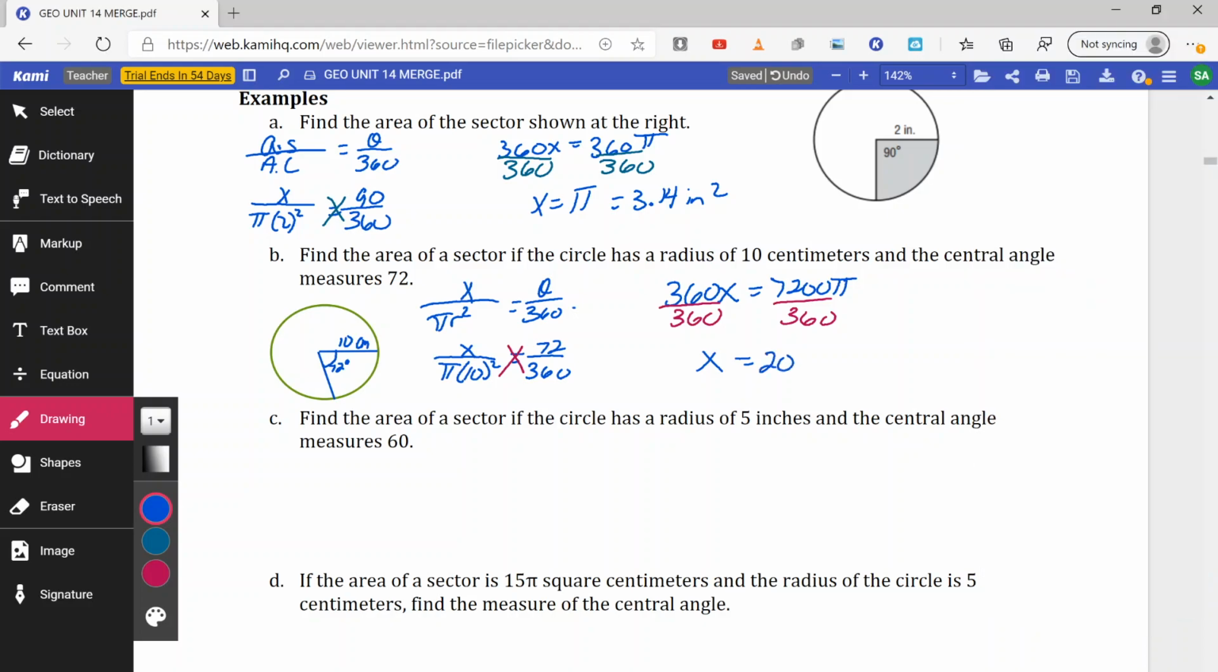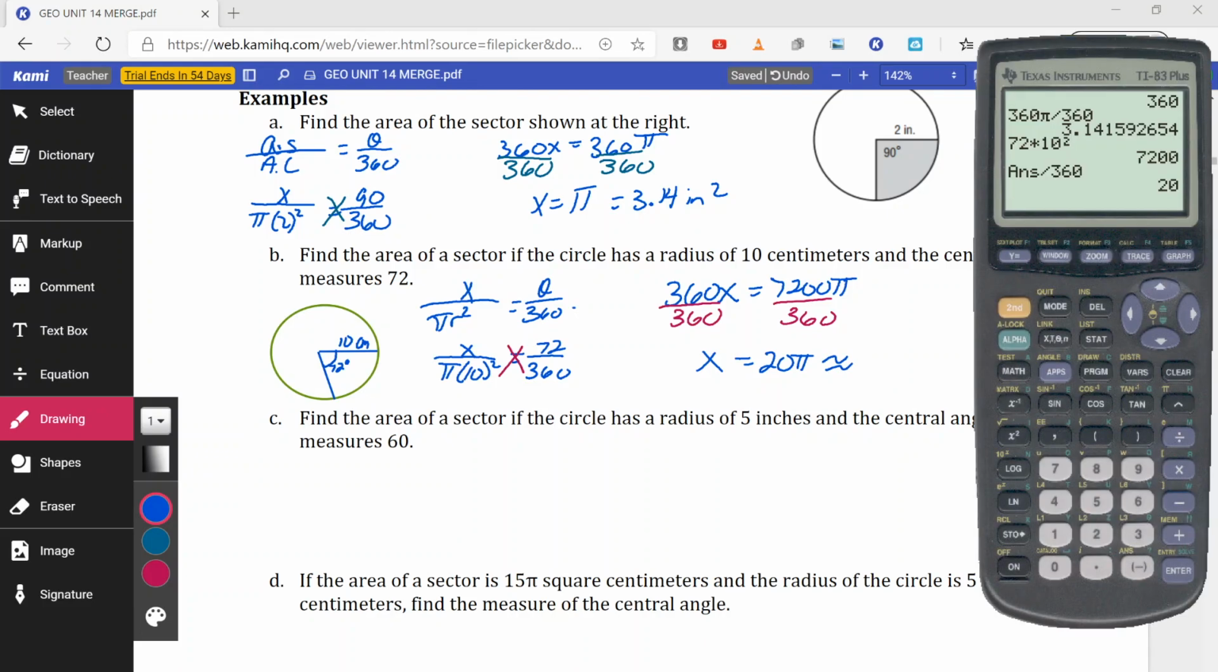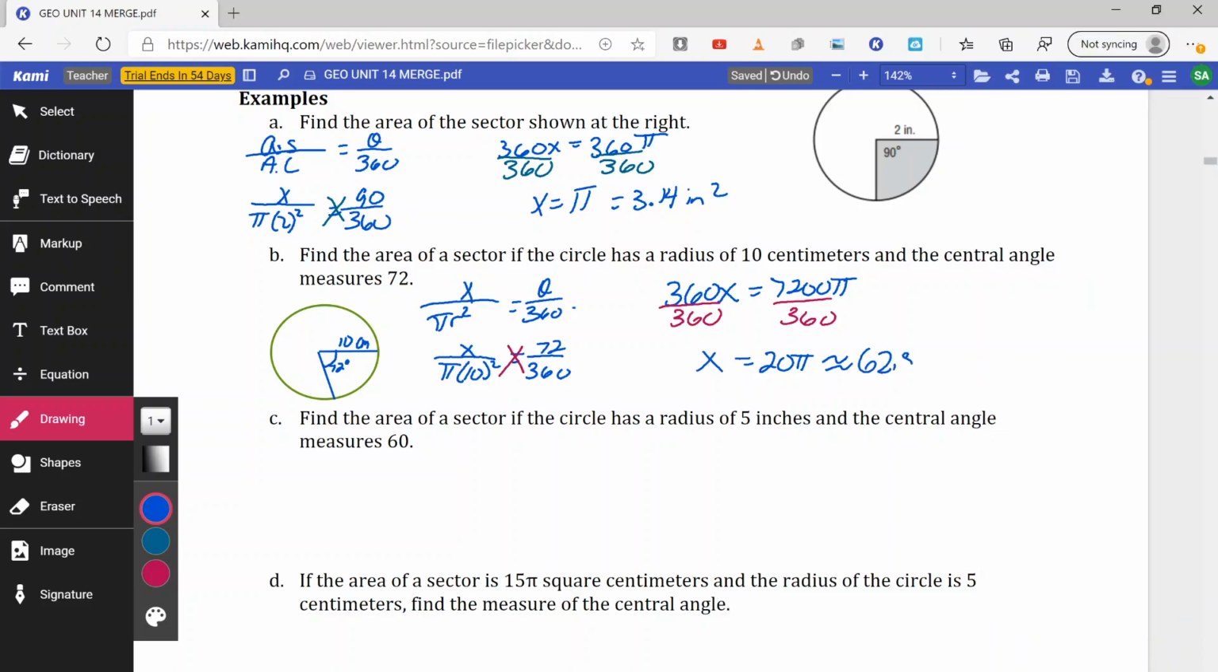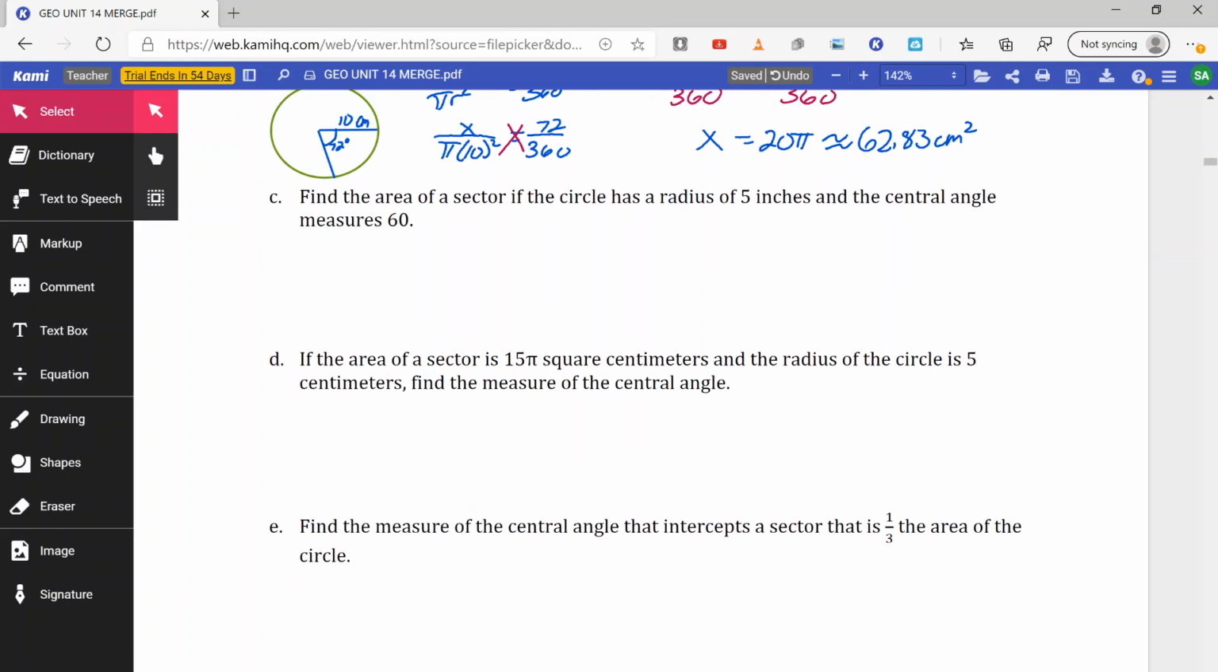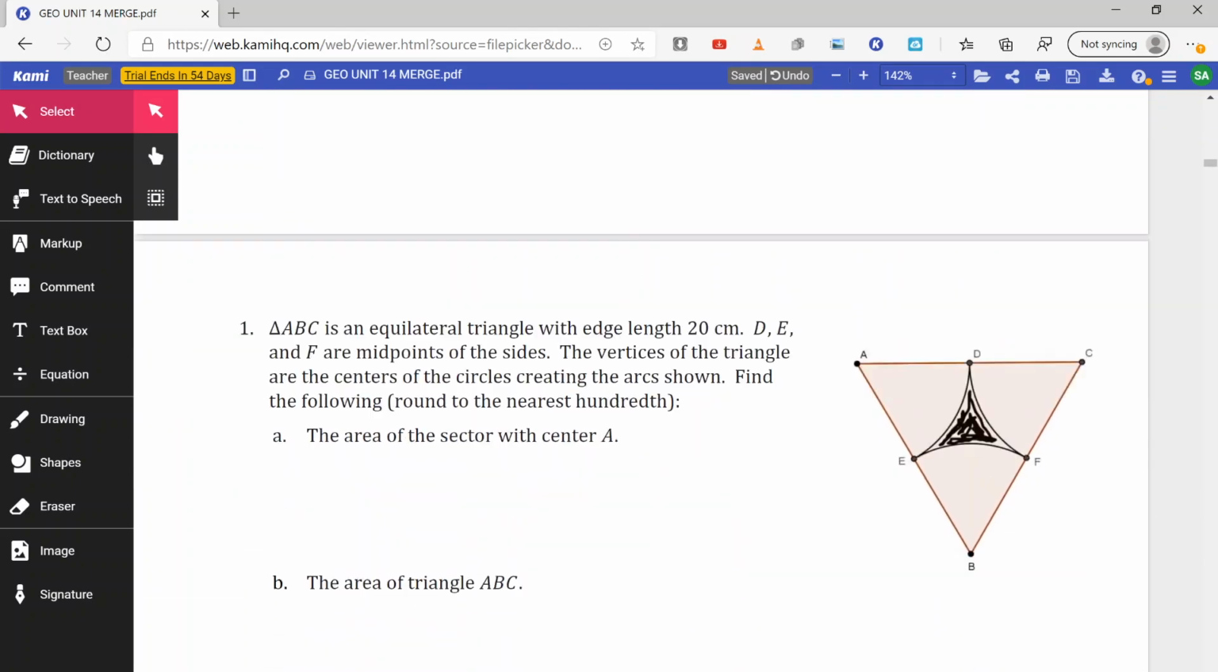20 pi, which has an approximate value of 62.83 centimeters squared. And we can keep doing this for the different circles, and C and D are very similar in that sense, same with E.